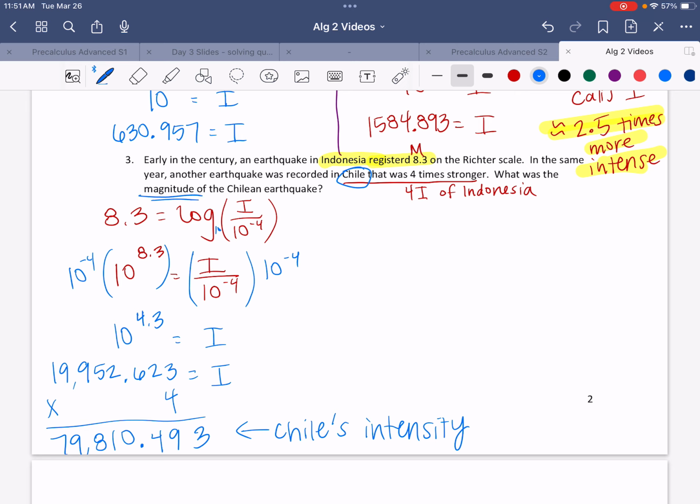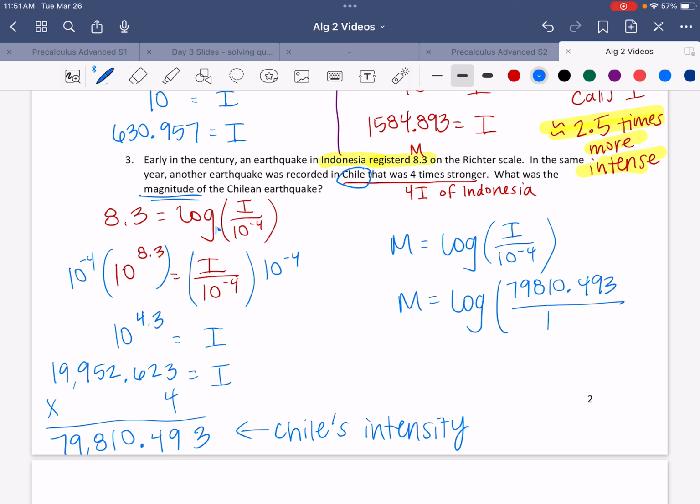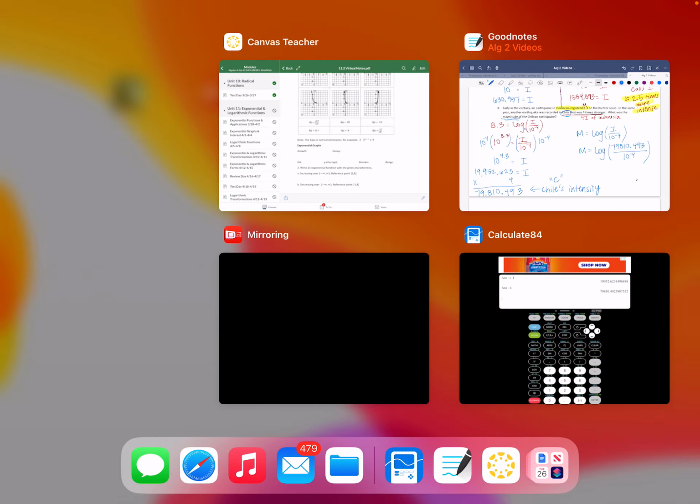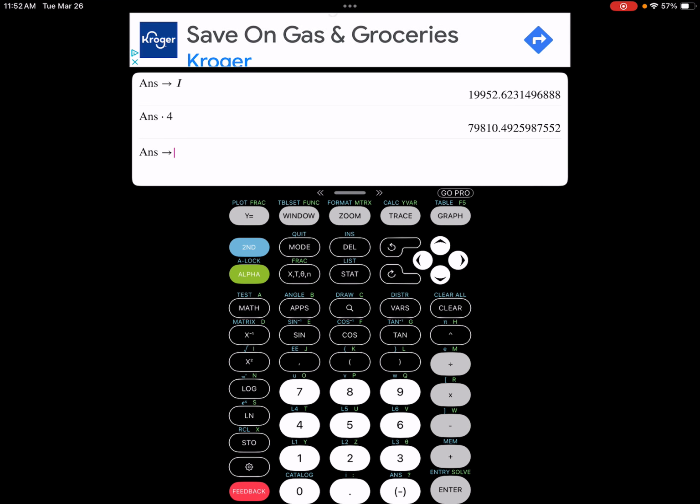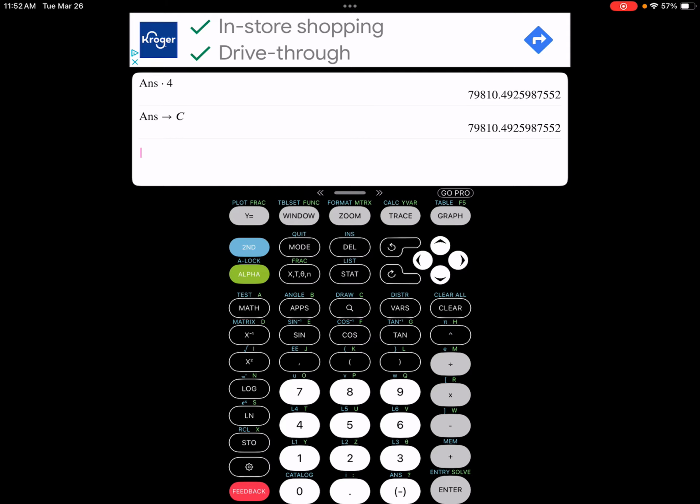The magnitude using this equation. I now know what to plug in for the intensity. So we're going to use the log button in the calculator and plug in this 79,810.493 all over 10 to the negative fourth. I'm going to store this value over here as C. So it's still on my screen. I'm going to store it as C for the Chilean earthquake.